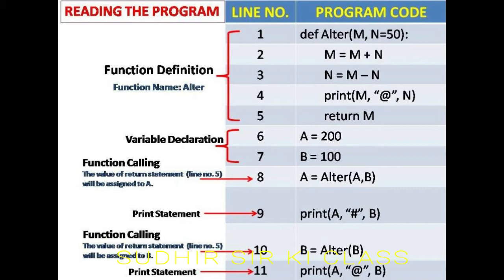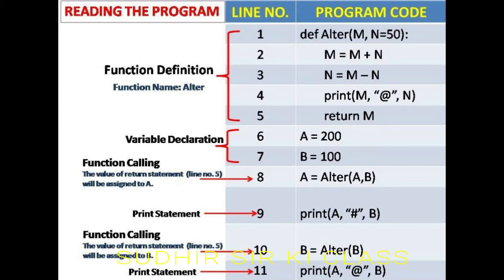In line number 9, we will print the values of A and B with a hash sign in between. In line number 10, again we are calling the function alter with only one argument, that is B, and whatever value will be returned will get stored in B. And finally, in line number 11, we are printing the values of A and B with a @ sign in between.